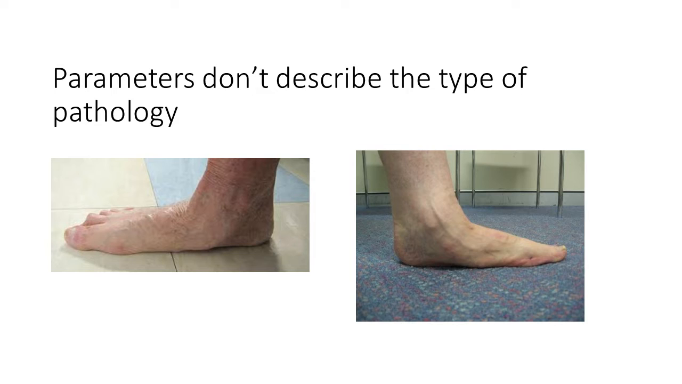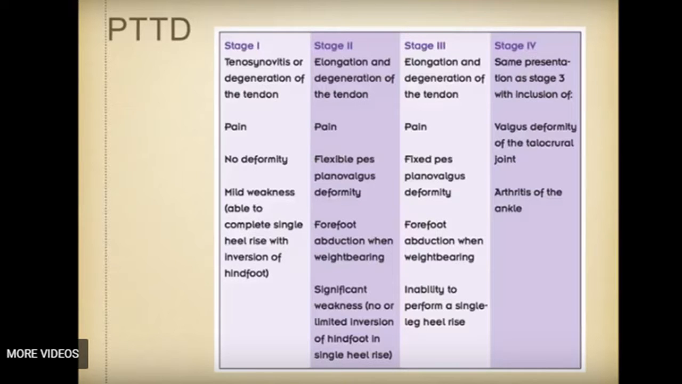The missing element is that these parameters don't describe the type of pathology, and that's what we would like to try to accomplish. You can see from these descriptions of the different stages of posterior tibial tendon dysfunction that they are all very similar. So let's take pain, for instance. Stage 1, pain. Stage 2, pain. Stage 3, pain. Stage 4, valgus deformity of the talocrural joint. Well, you can't tell me that there's no pain in stage 4.